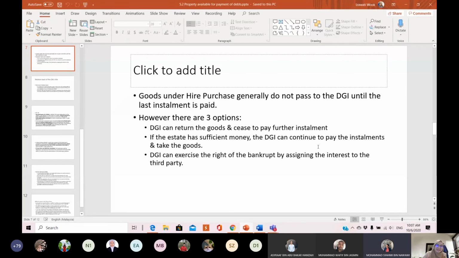Okay, so yang ni kalau estate of the bankrupt person tu ada sufficient money untuk bayar. So kalau dia tak ada duit, dia akan assign interest tu, mungkin dia boleh sewakan dekat orang lain lah, orang lain yang manage property tu. So dia akan bayar kepada DJI, DJI boleh bayar kepada the true owner as to the interest of the owner tu sendiri, pemilik asal tu sendiri. Okay. So the discretion is at the DJI.